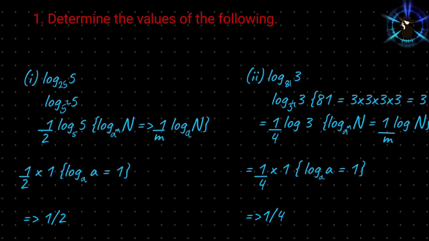Next, log 3 with the base 81. 81 can be written as 3 power 4. 3 into 3, 3 into 3 equals to 81. Again, we will take this 4 in front, 1 by 4, log 3 with the base 3. I forgot to mention the 3 here. Let's write it properly. Right? Now, again we have it in the form of log a of a, which equals to 1. And this is in the form of this. So 1 by 4 into 1 is 1 by 4.